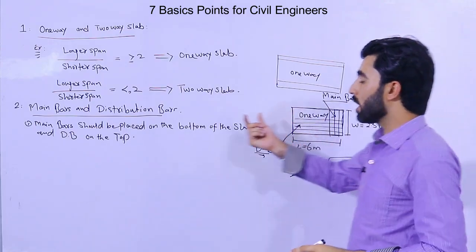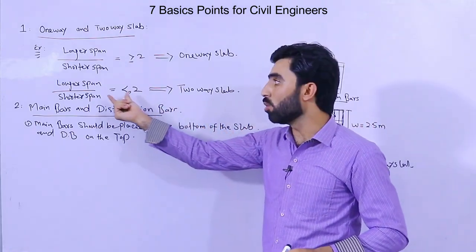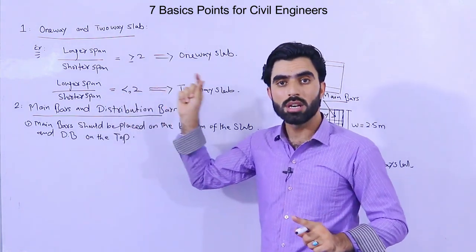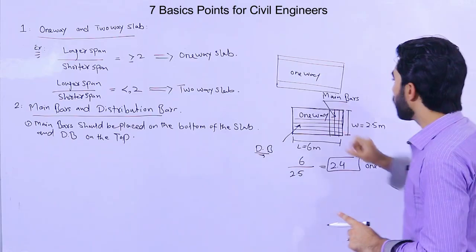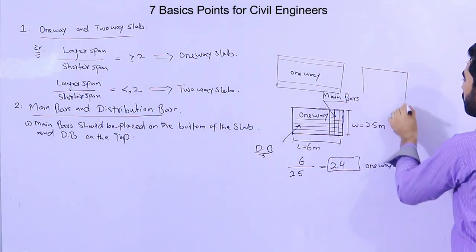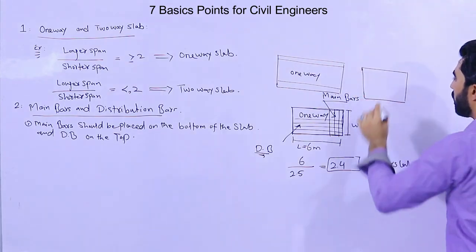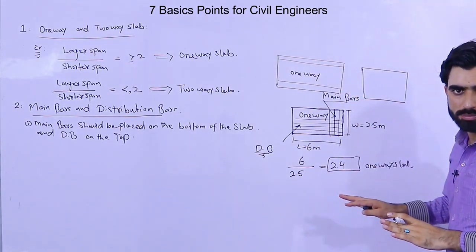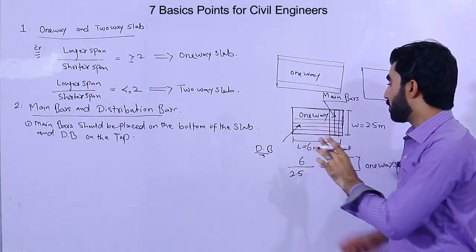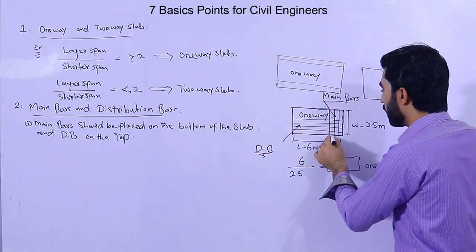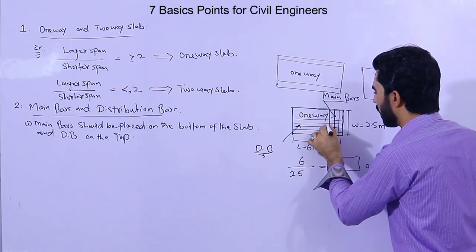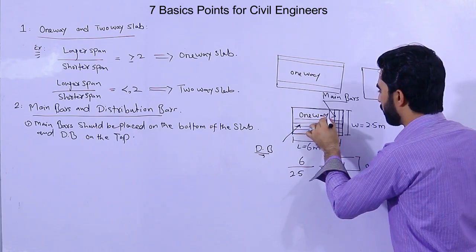Okay, and a two-way slab should be less than 2. The value, when we divide longer span by shorter span, when the value is less than 2, this is a two-way slab. So how will you know the two-way slab? Remember guys, in the two-way slab we will place the main bars in both directions, but for a one-way slab the main bar should be a crank bar, as you can see here, like this. We will provide the crank bar.